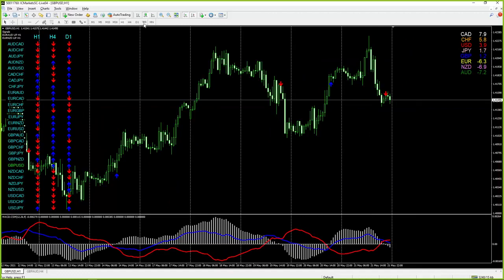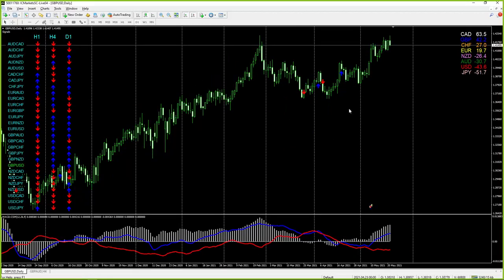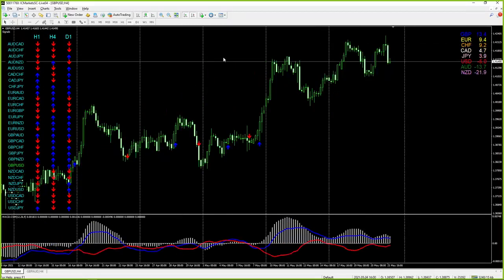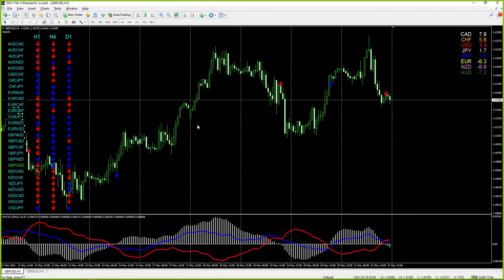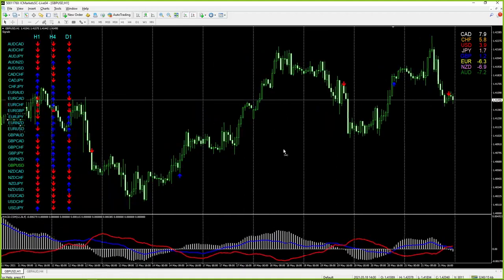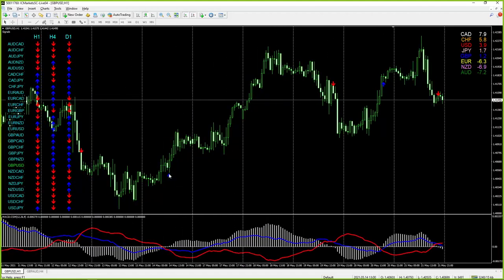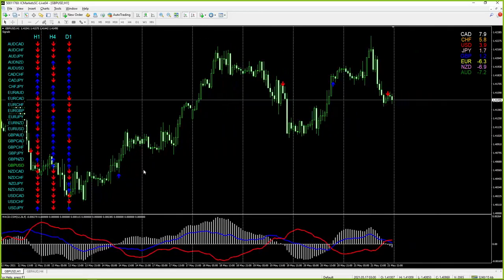Next one is GBP USD. The general trend for GBP USD was buy. On H4, it was buy since 2 weeks ago. So this means that we would only be looking for buy signals on GBP USD. This was Monday actually. This was Friday 2 weeks ago. So this is not a trade anymore.